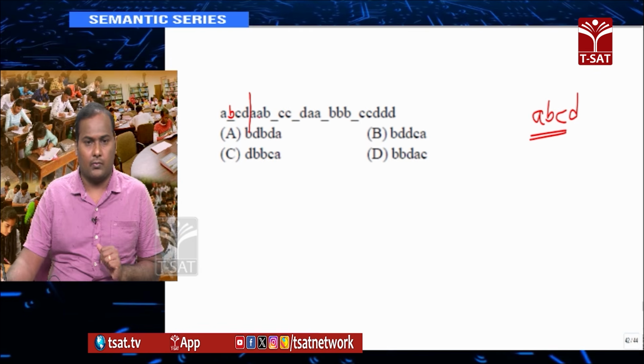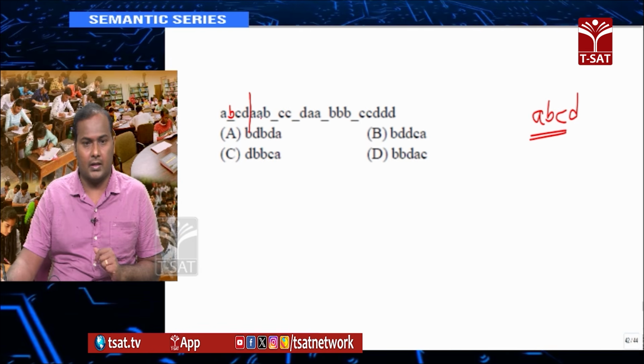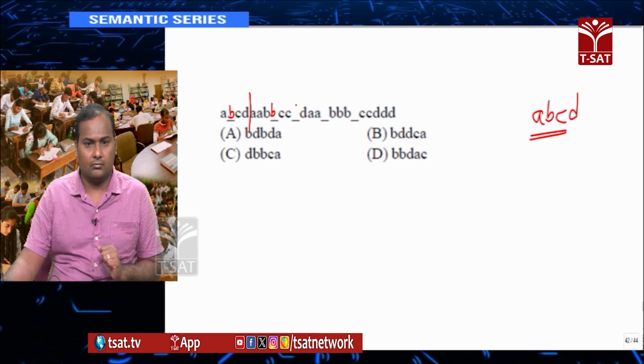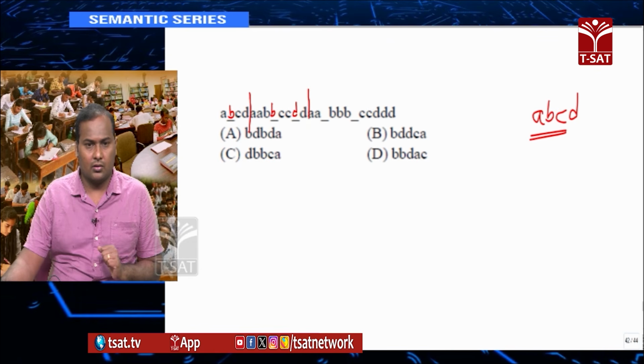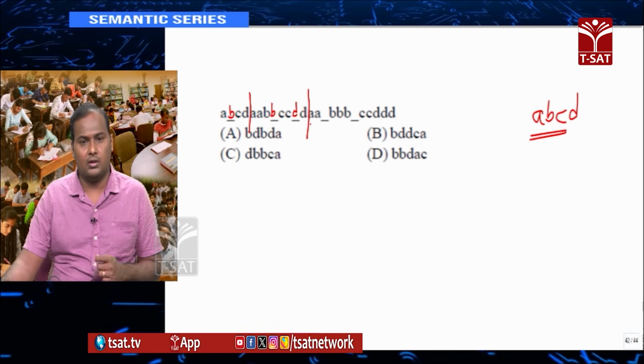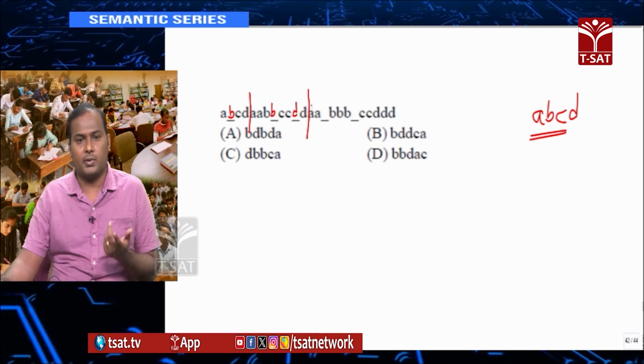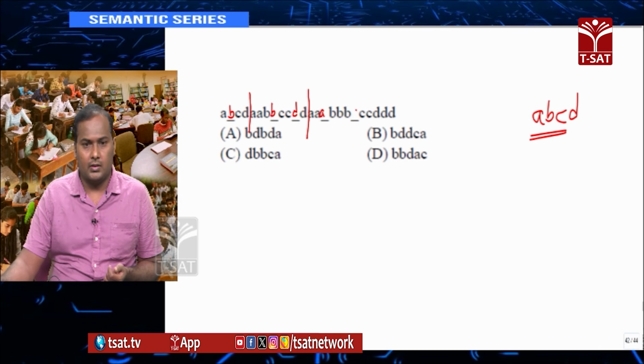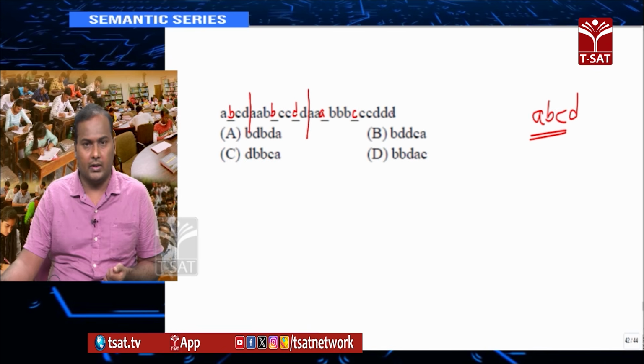And see the next one now. Repetition is increased, that is AA, then BB, then CC, then DD. So repetition increased. What about the next one? 3 times. Now the repetition increased by 1. So A, B, B, B, C, C, C and D, D, D.